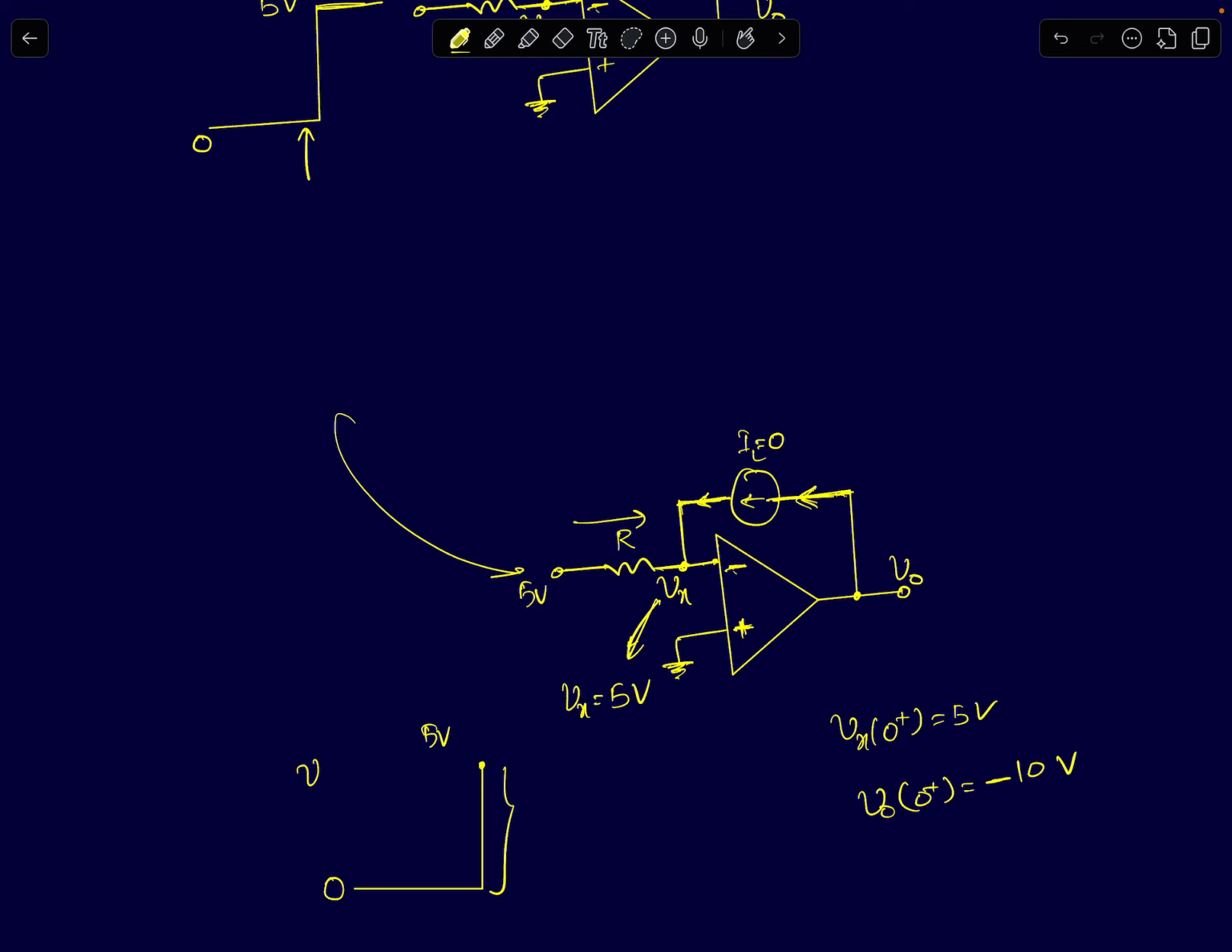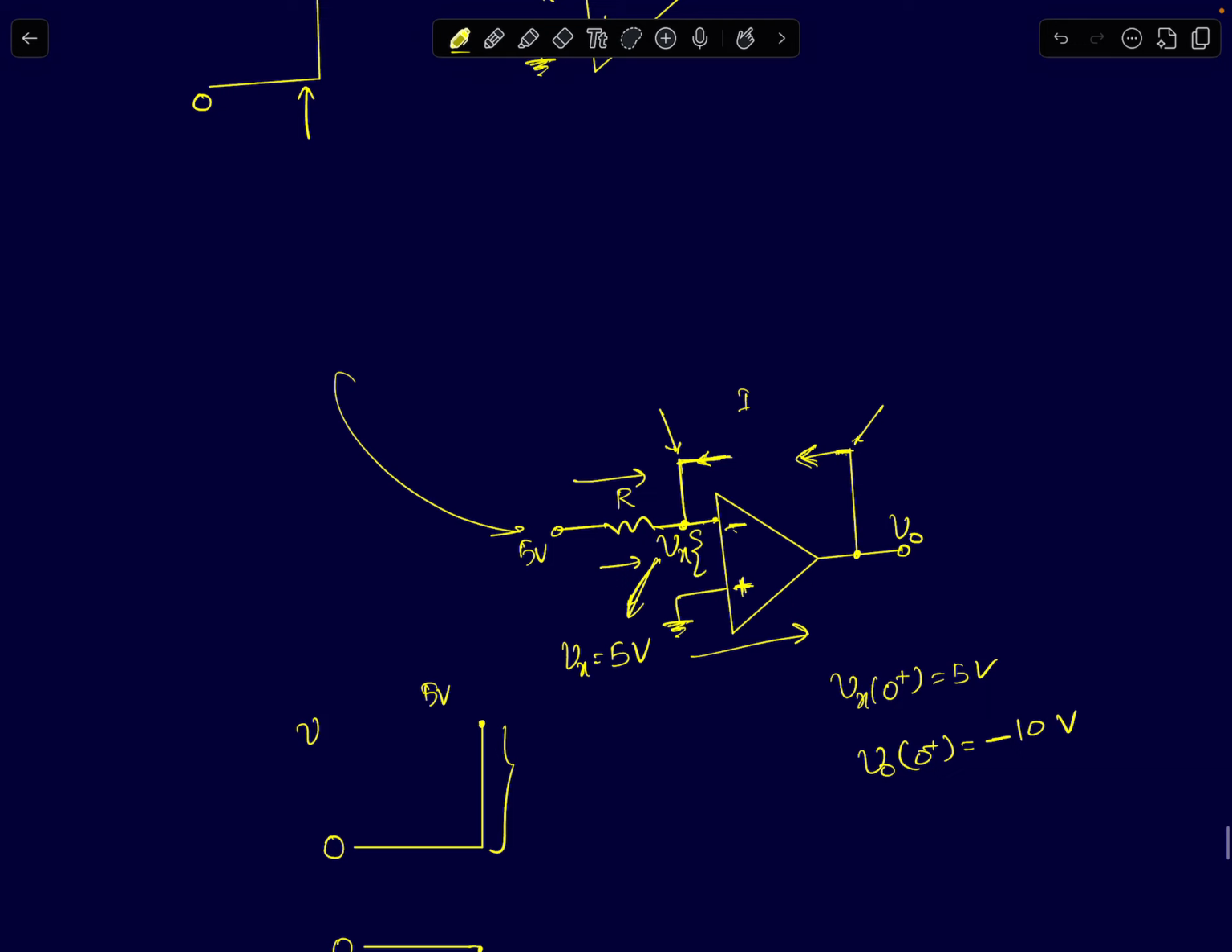When Vx jumps to 5 volts, since there is no feedback, the inductor is now an open circuit, so there is no path for the output to impact the inverting terminal. So there is no feedback, the op-amp is in open loop, and a huge input differential voltage of minus 5 volts appears across it. See, Vx is plus 5, Vd is V plus minus V minus, which will be minus Vx, which is minus 5 volts. That's a huge negative differential input voltage.